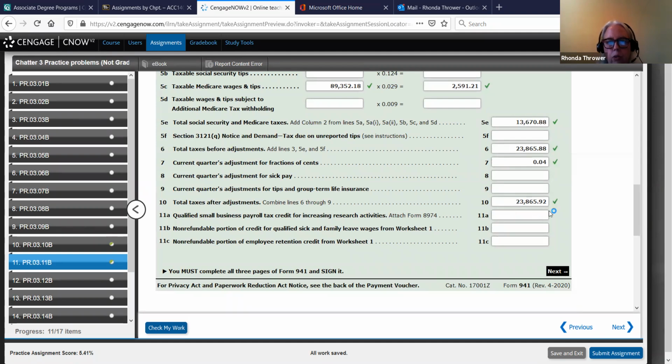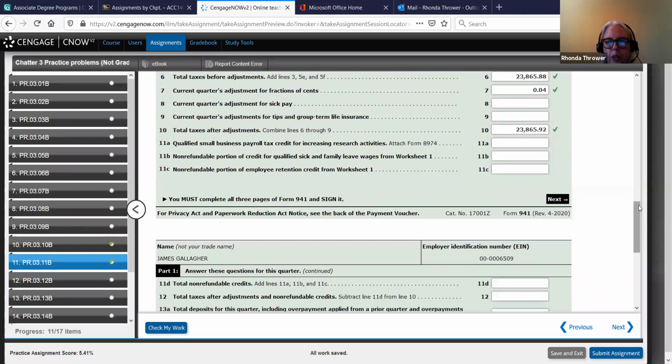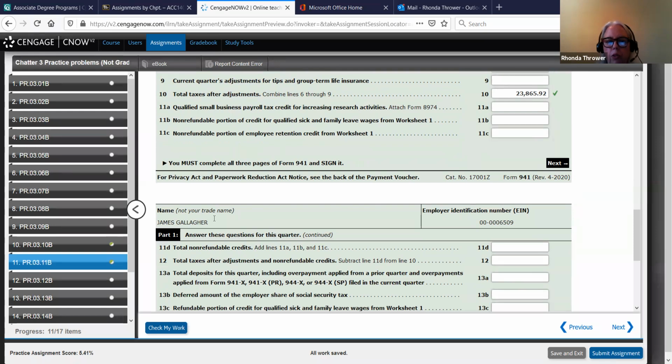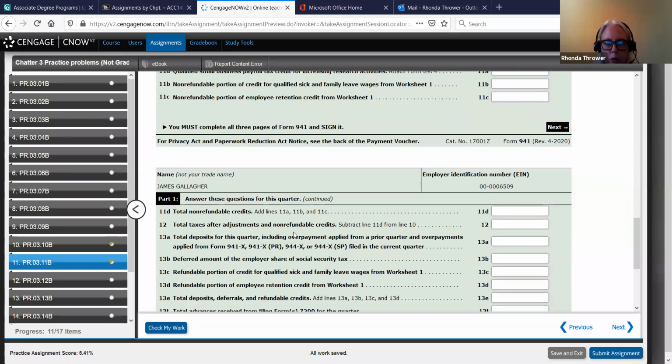So if line 10 is correct, I go to line 11 and read it. It doesn't say anything about being a small business. We didn't have any sick pay or family wages. We didn't have any non-refundable portion from worksheet 1. So you go on with part 1 and you would fill out line 11D, non-refundable credits. I don't know anything about that. They didn't give us any of that information. There were no total taxes after adjustments and non-refundable credits.